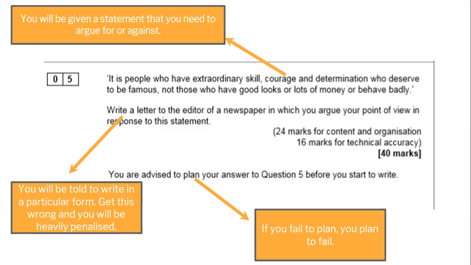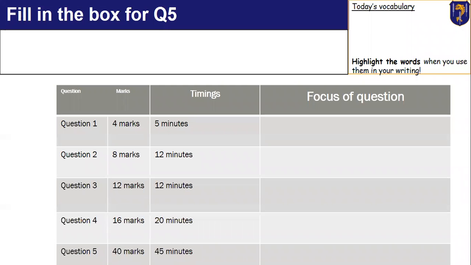You'll have 24 marks for content and organisation and 16 marks for technical accuracy. So that means 24 marks for what goes into your writing and 16 marks for your spelling, punctuation and grammar. Okay, so it's 40 marks altogether. So it's a big scoring question. Okay, and remember this will always be non-fiction writing because it's language paper 2, not like creative writing from language paper 1 where you write a description or a narrative story. Okay. So take a minute just to fill in focus of the question for question 5, please, and pause the video now.